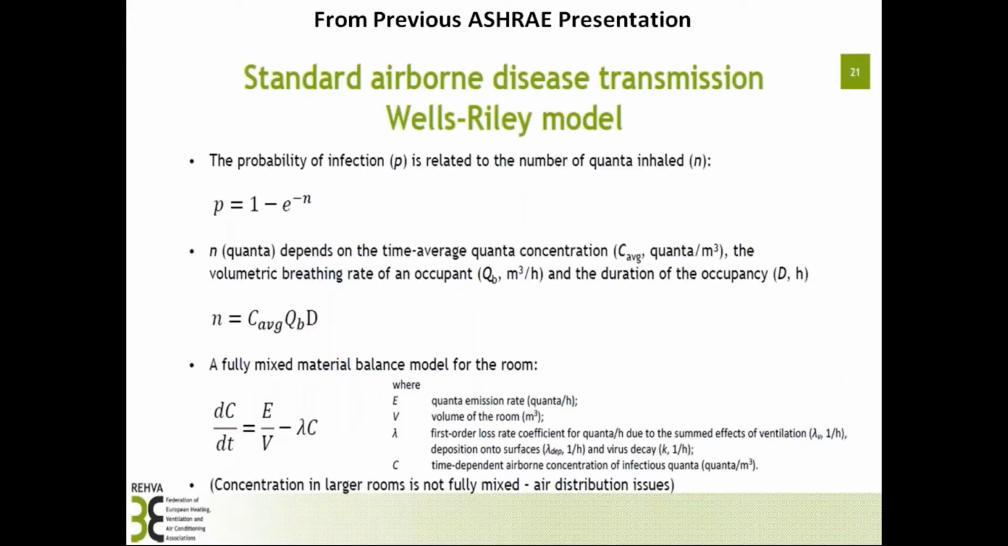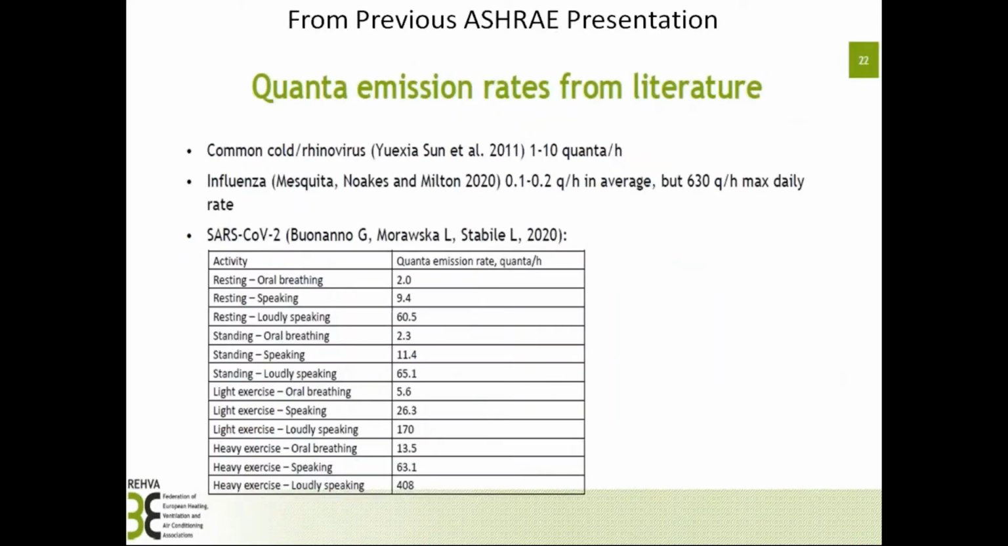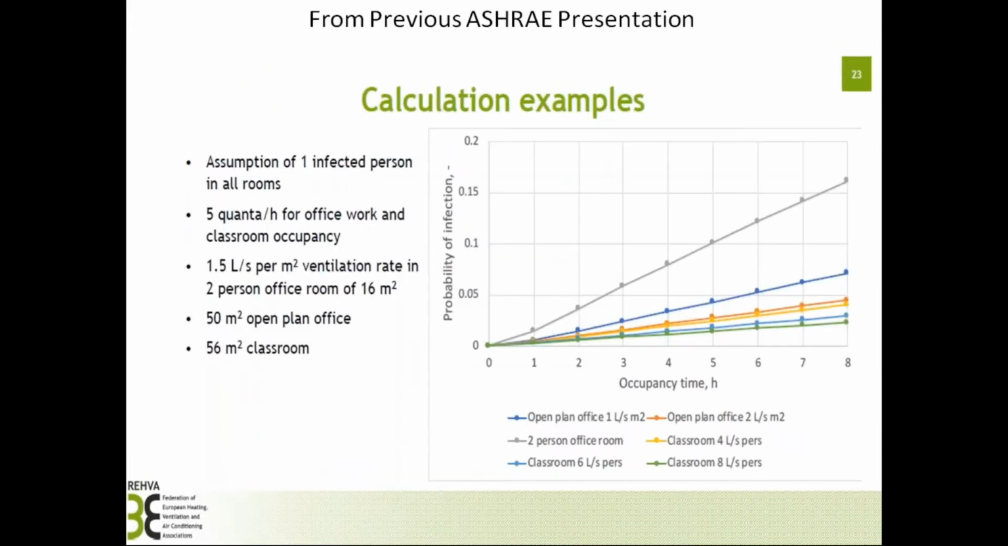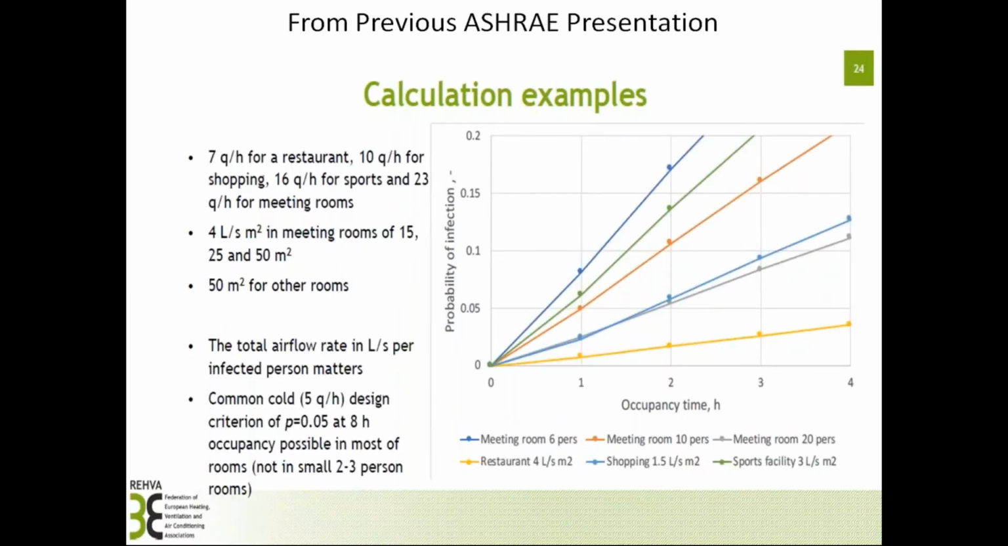We had this last week. It's the Wells-Riley model. And they came up with new data based on quanta emission rate, but you can see the higher the activity, more speaking, more shouting, etc., the higher the emission rate, and that's very important. They also produced graphs to show that based on occupancy and the higher the ventilation rate, the lower the probability of infection. And we have it there again.